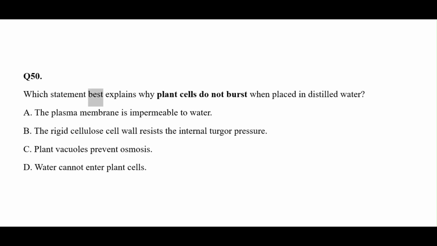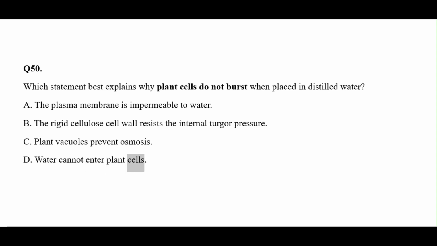Q50. Which statement best explains why plant cells do not burst when placed in distilled water? A. The plasma membrane is impermeable to water. B. The rigid cellulose cell wall resists the internal turgor pressure. C. Plant vacuoles prevent osmosis. D. Water cannot enter plant cells.